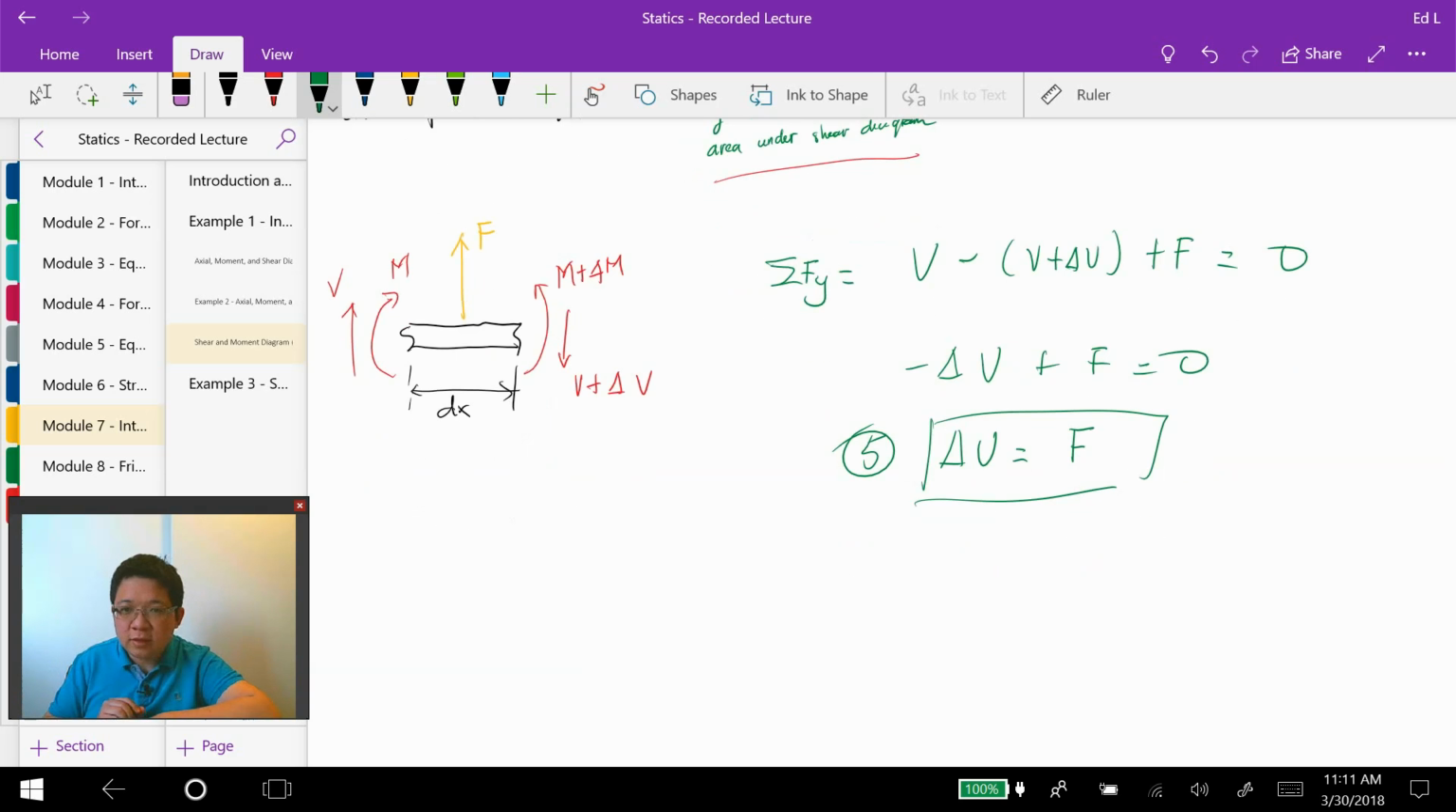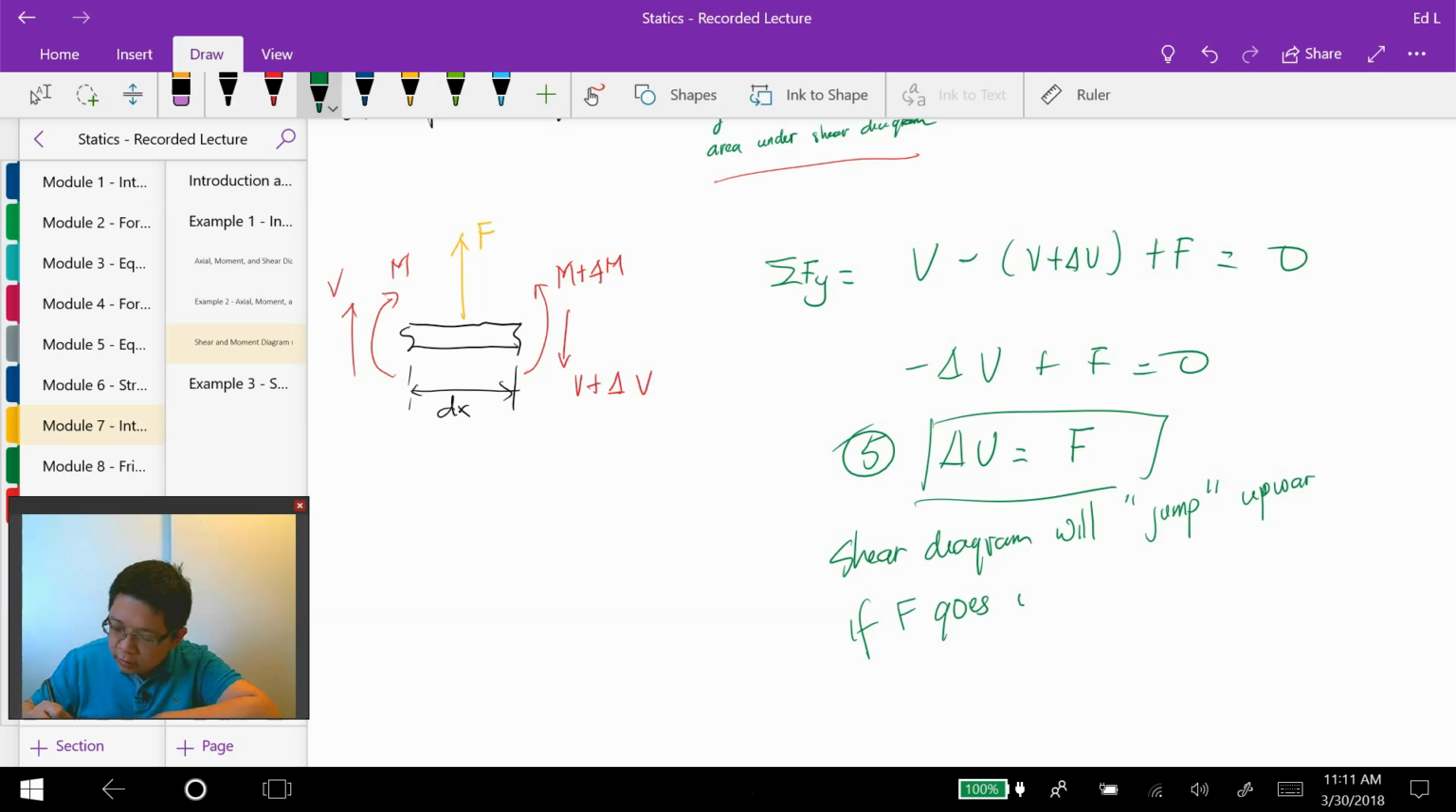So this basically says that the shear diagram will jump. When I say jump, it will move upward if F goes upward. And of course, on the contrary, if F goes downward, then delta V, the change in the shear diagram, will also go downward, with the amount equal to the magnitude of the force.